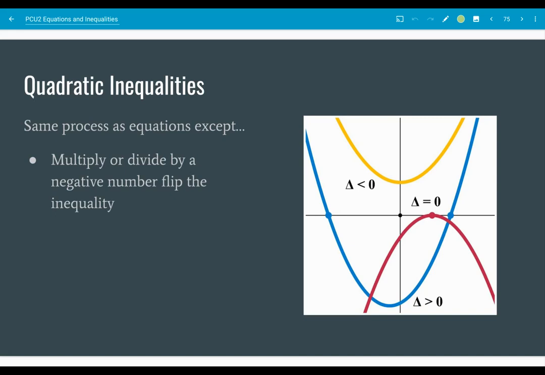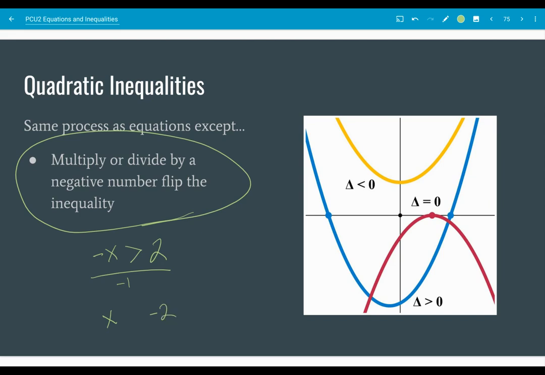When we get to quadratic inequalities, which we get to using the discriminant, the process is the same, but remember when working with inequalities, if you multiply or divide by a negative number, you flip the inequality symbol. So if I have negative x greater than 2, and I want my x to be positive, I'm going to divide by negative 1. So x is now positive, 2 is now negative, but I have to flip the inequality symbol. So that's what it means.